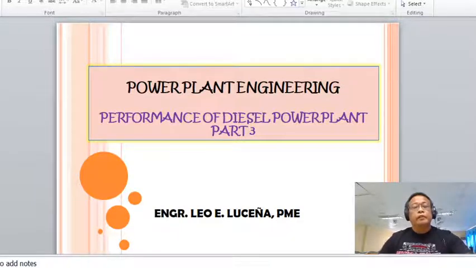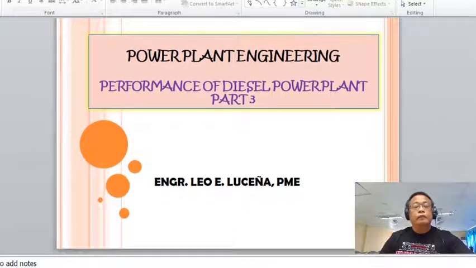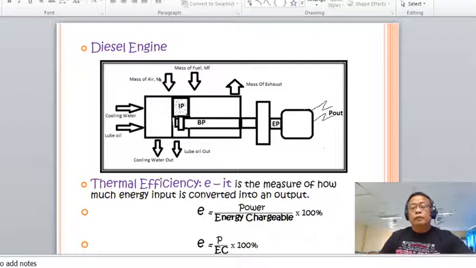Okay, class, good morning. So again, this is the continuation of the performance of diesel power plant. This is part 3 of the presentation. By this time, we are now going to discuss the thermal efficiency of the engine. Thermal efficiency is the measure of how much energy input is converted into an output.